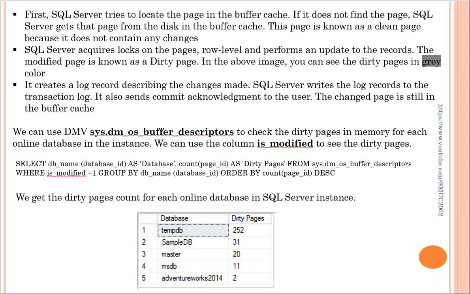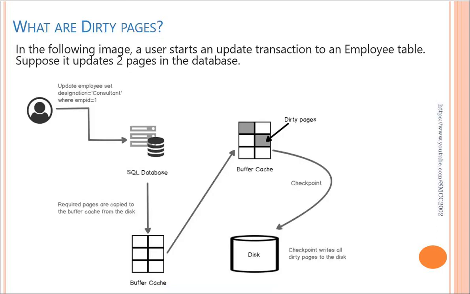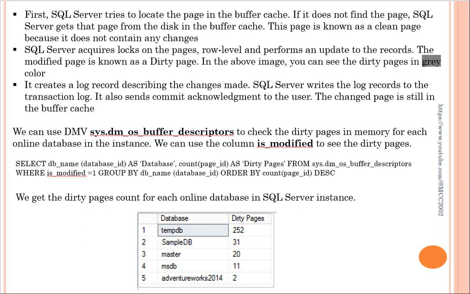In the image you have seen that the grayed out page is a dirty page. See here, this is a page, also grayed, which is a dirty page. You can see it in the image. SQL Server creates a log record describing the changes made, writes the log record to the transaction log, and also sends a commit acknowledgement to the user. The changed page is still in the buffer cache.